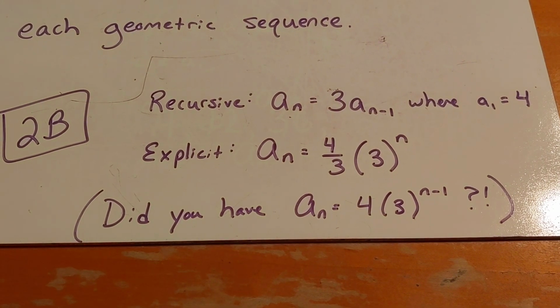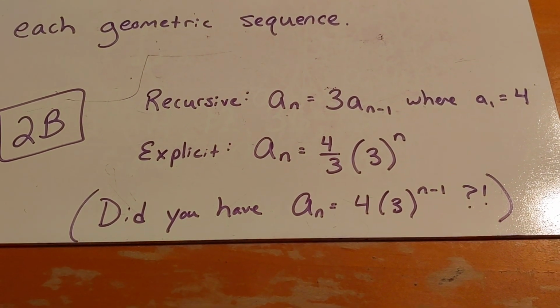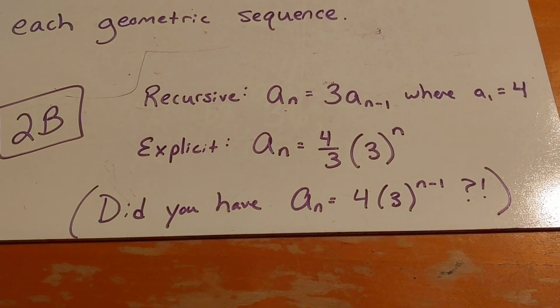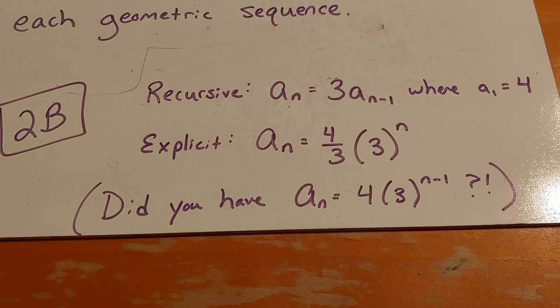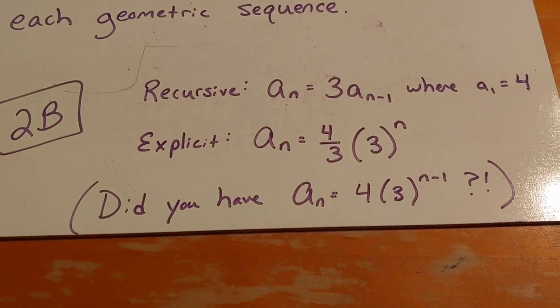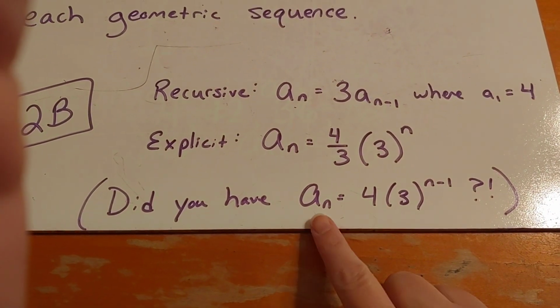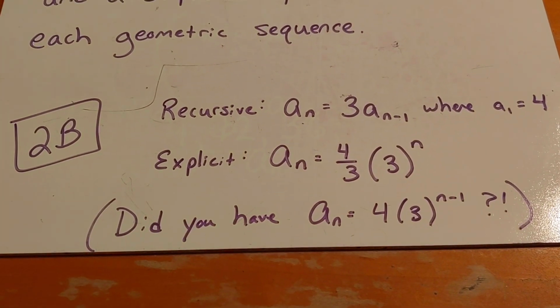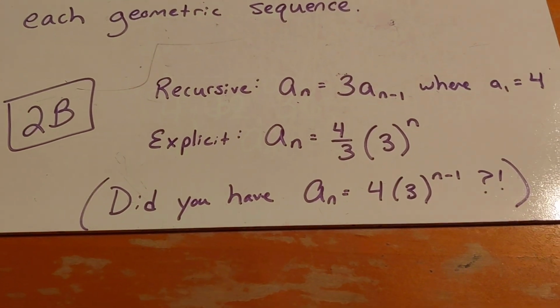There's the recursive formula, a sub n equals 3 times the previous term, where a sub 1 equals 4. Your explicit formula should be a sub n equals 4/3 times the quantity of 3 to the n power. If you had this answer below, you're on the right track, but you still need to take those steps to simplify to get to that final answer. All right, one more to try on your own.